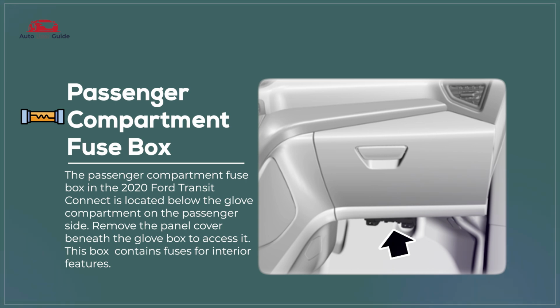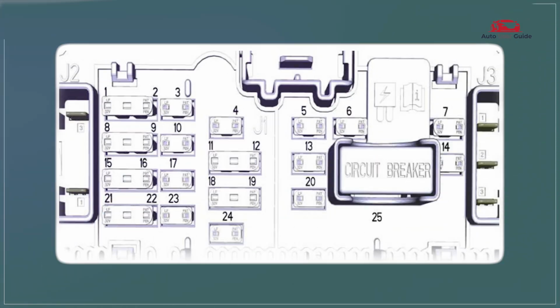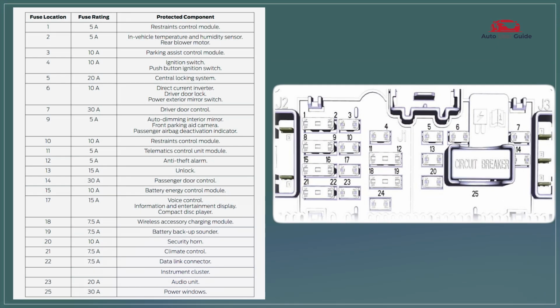Passenger compartment fuse box. The 2020 Ford Transit Connect passenger compartment fuse box manages fuses for interior functions like the radio, power windows, and interior lights. It safeguards these circuits from electrical faults and is easily accessible for quick maintenance.